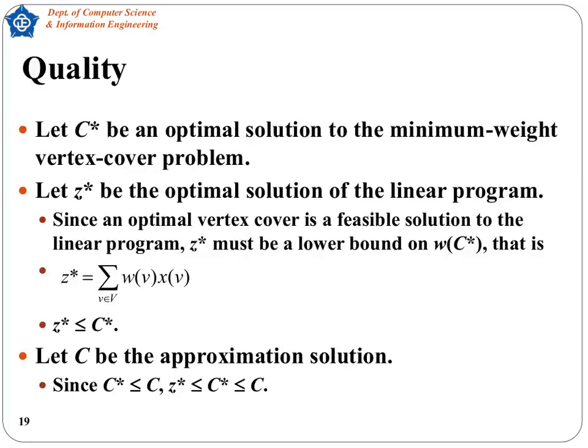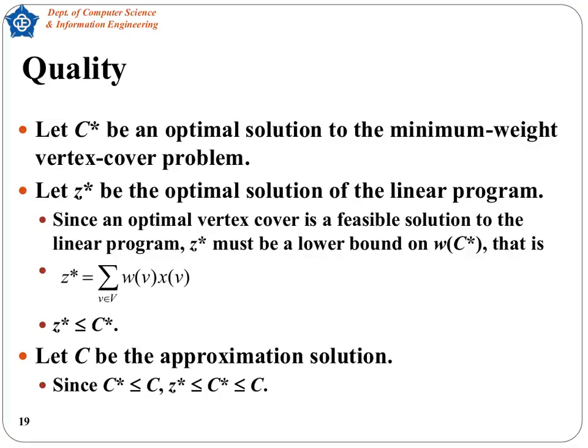Building on our discussion of the quality guarantee, let C* be an optimal solution to the minimum weight vertex cover problem, and let Z* be the optimal value of its linear programming relaxation. Since any integer cover is a feasible LP solution, Z* serves as a lower bound on the weight of C*. In fact, we can express Z* = sum over v of w_v x*_v, which immediately gives Z* is less than or equal to w(C*).